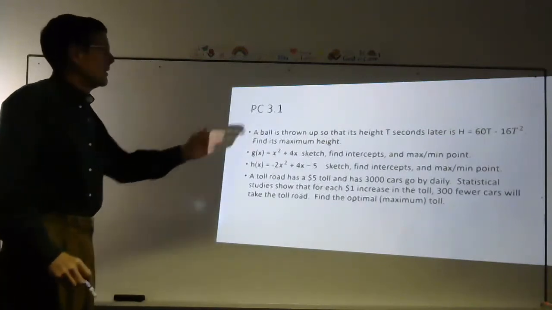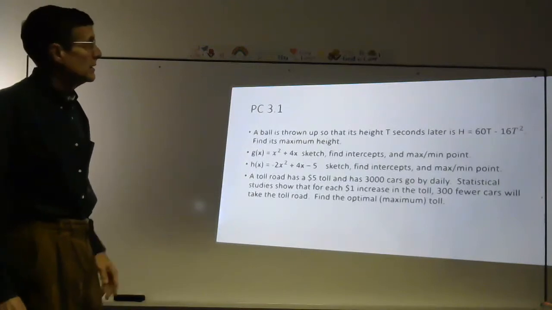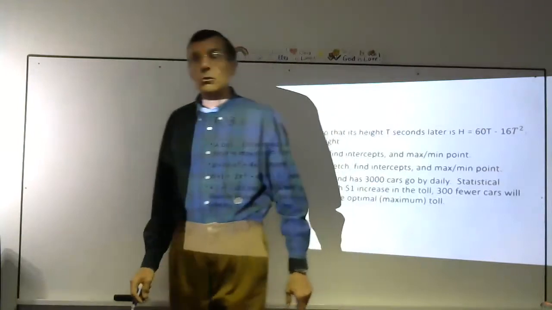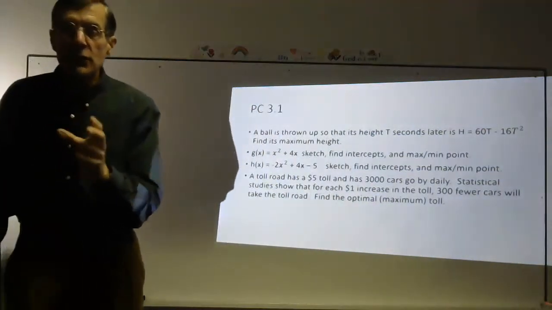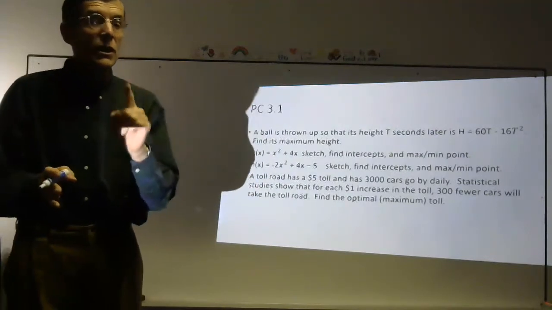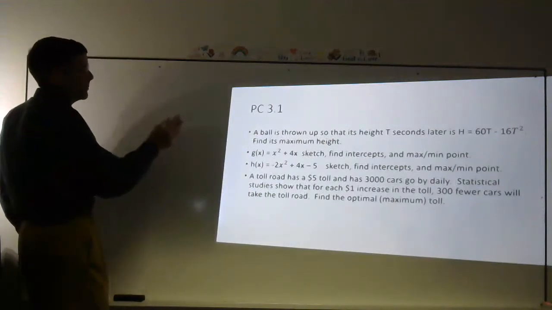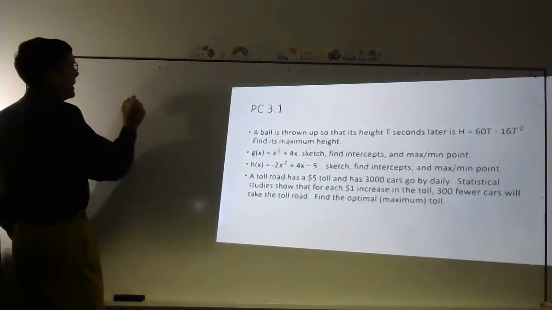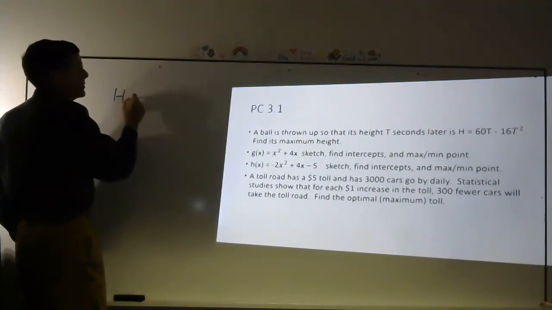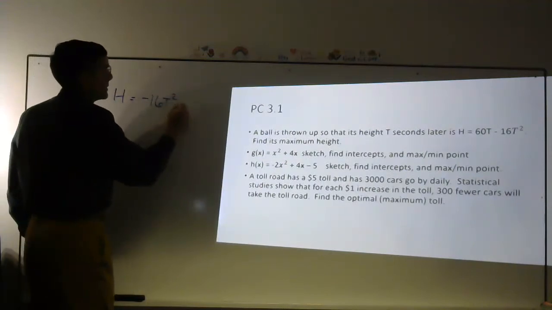Next, a ball is thrown up so that its height t seconds later is given. Find the maximum height. Notice we have a negative number in front of the t squared. A negative number in front of the t squared means that it's going to open down. Okay, so we know we will get a maximum height. So let's write this. I'm going to put it in the right order. h of t, the height, or just h, is negative 16t squared plus 60t.